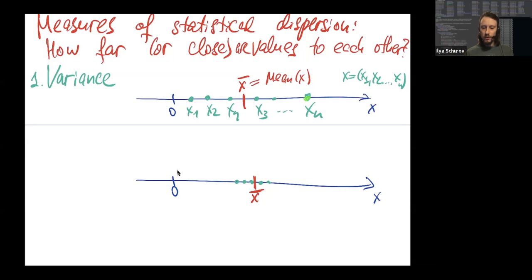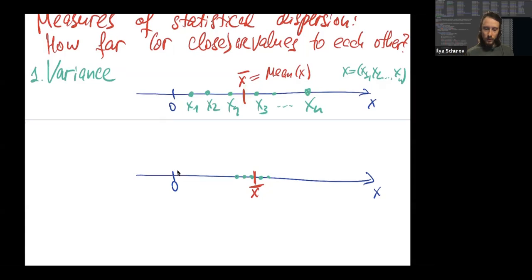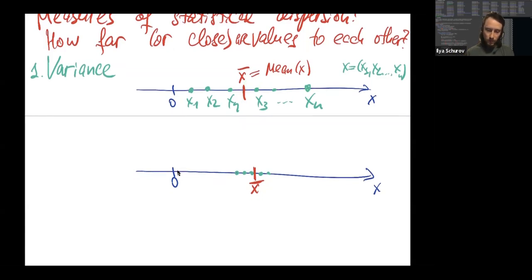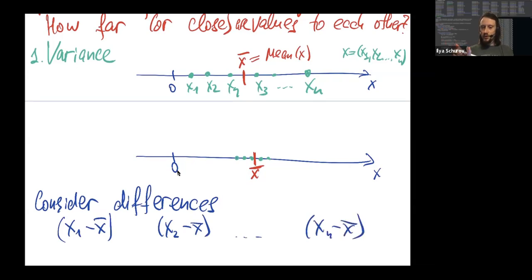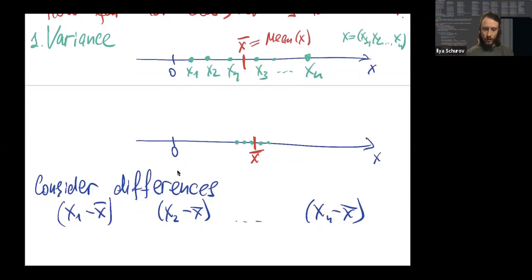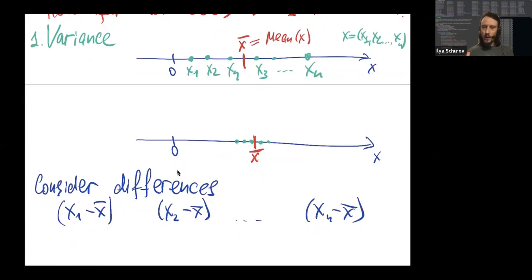So let us measure the difference between these values and x bar. So I want to find the following differences: x1 minus x bar, x2 minus x bar, and so on. These differences actually measure how far my element is from this x bar. So now I have a question. I want just one numeric value. So what happens if I just find the sum of all these differences?